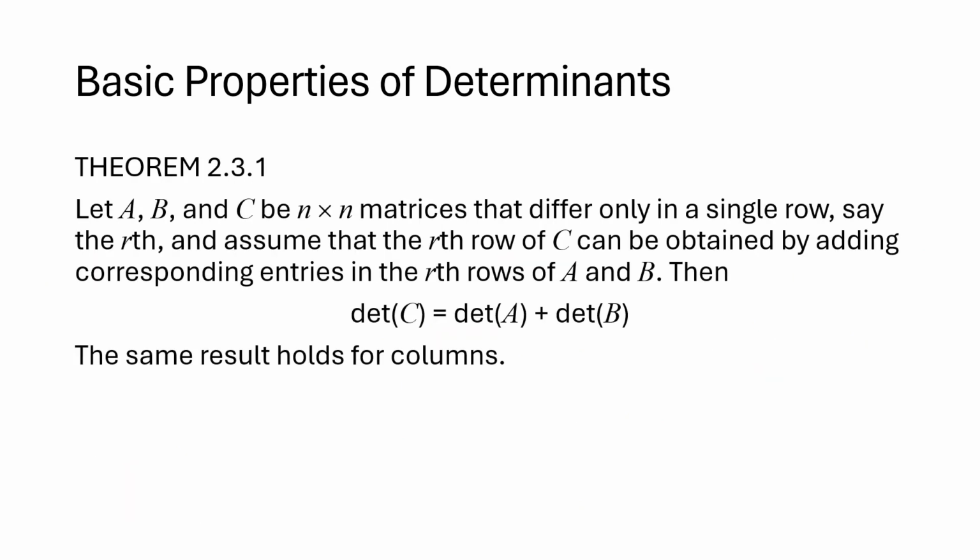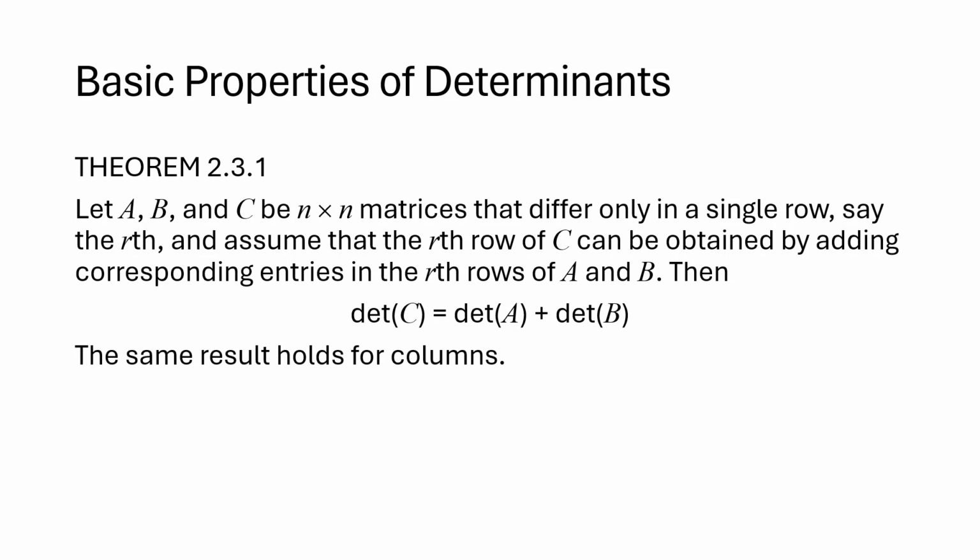So let's have Theorem 2.1.1. Let A, B, and C be n by n matrices that differ only in a single row, say the rth, and assume that the rth row of C can be obtained by adding the corresponding entries in the rth row of A and B. Then the determinant of C is equal to the determinant of A plus determinant of B. The same result holds for columns.